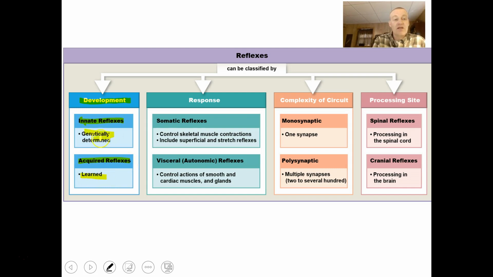Okay, so a genetically determined reflex would be something like a sucking reflex. You come born ready to suck milk. You don't have to learn that. It becomes better as you do it, but it is an innate reflex that you come with.